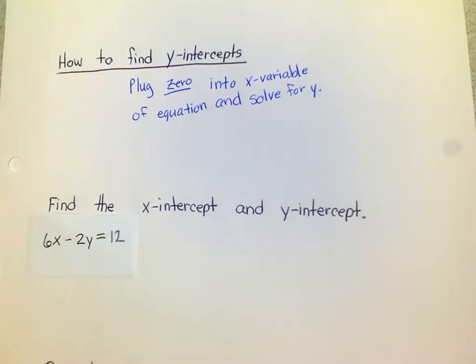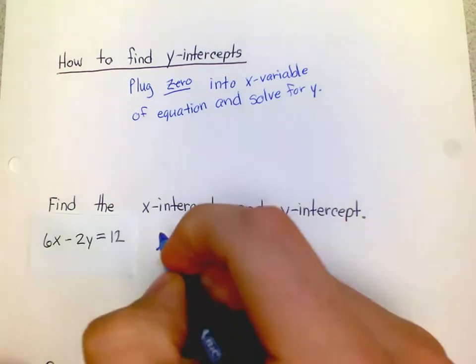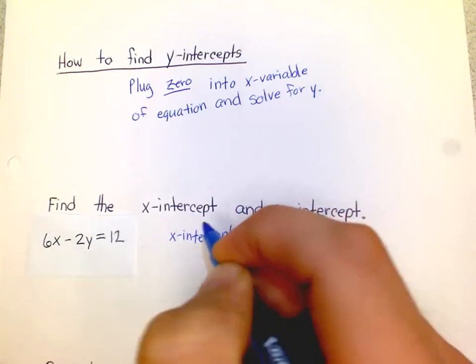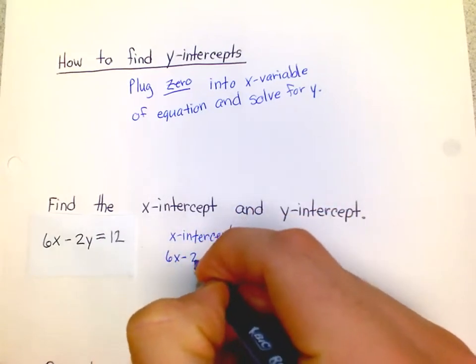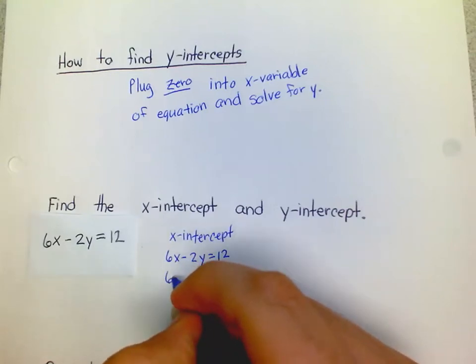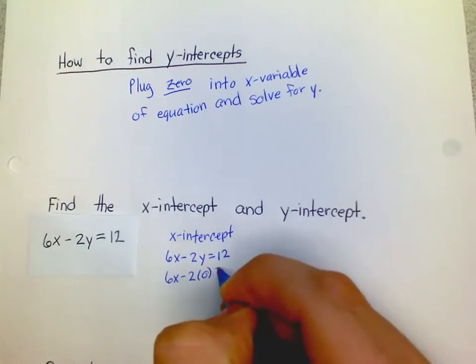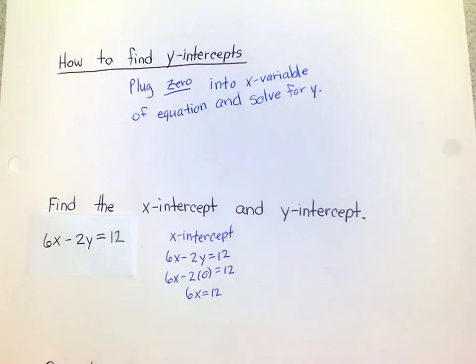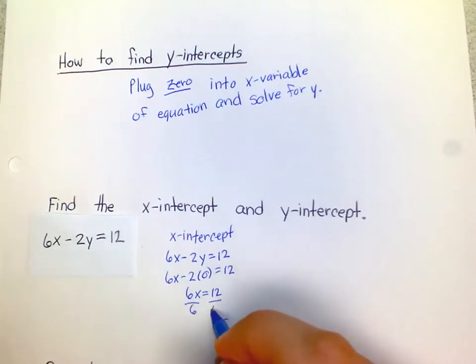For this first one, let's find the x-intercept of 6x minus 2y equals 12. Let's plug 0 in for y and solve for x. So it's going to leave us with 6x equals 12 because this term right here went to 0. Divide by 6 to solve for x. We have x equals 2, and that gives us the point 2, 0.